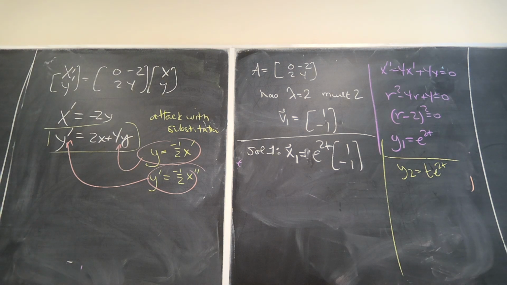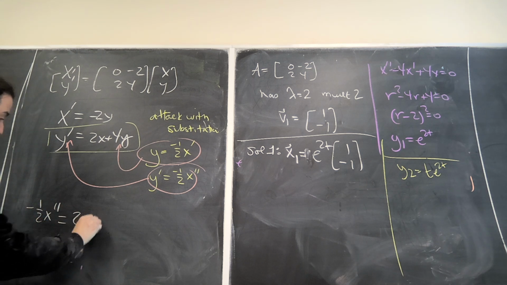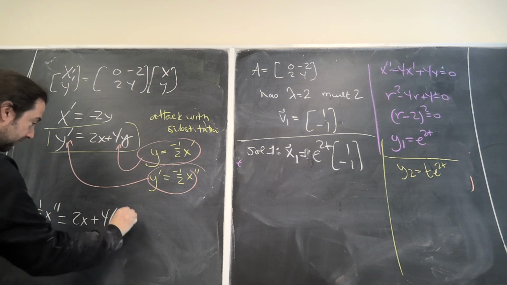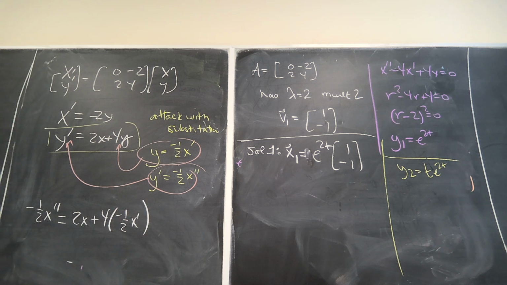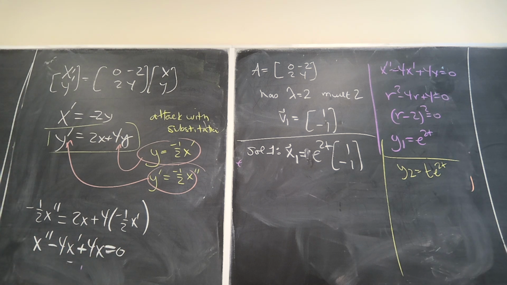So the result of doing that substitution looks like this. Minus 1/2 x double prime is equal to 2x plus 4 times minus 1/2 of x prime. And if you take that and clear the fractions out and put it all on one side of the equation, you end up with x double prime minus 4x prime plus 4x is equal to 0. And I know how to solve that equation. I've conveniently written the beginning of it over there in purple.